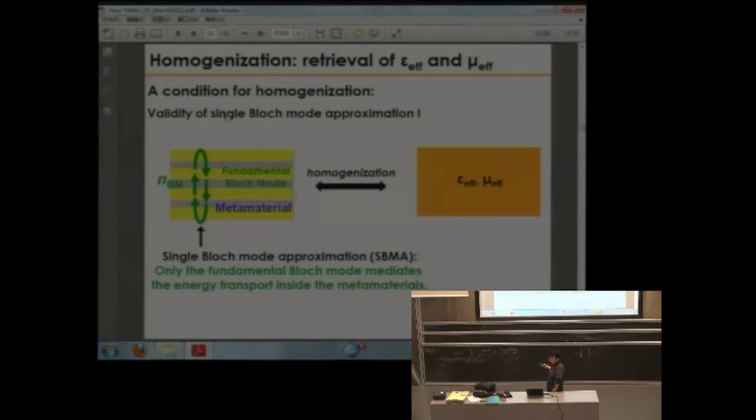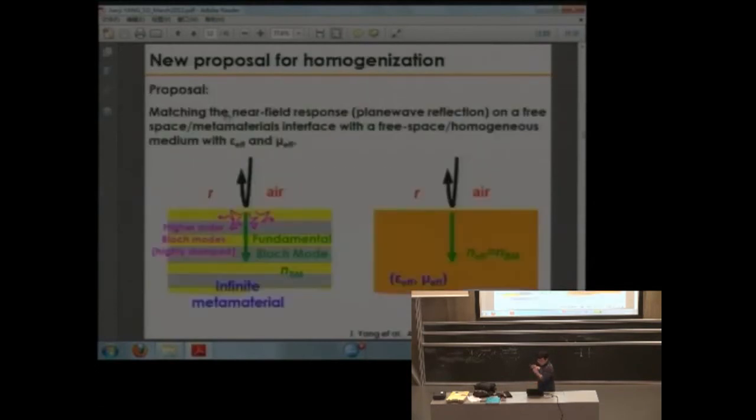So it is possible that one can retrieve some effective parameters using the classical method. However, those parameters could be meaningless. So we totally abandon this classical method and we propose a new way to retrieve effective parameters. We propose to retrieve the effective parameters from the light scattering on the interface between the free space and the infinite metamaterial.